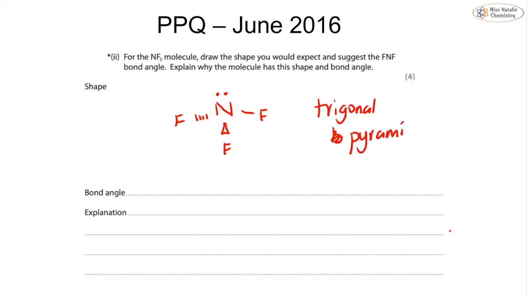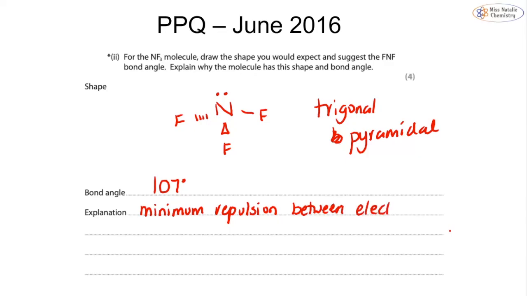So this shape is going to be our trigonal pyramidal. So the bond angle in a trigonal pyramidal is going to be 107, and then that's 2 marks, 1 mark for the shape, 1 mark for the bond angle, and we want to explain then the reasons why. So we want minimum repulsion between the electron pairs.